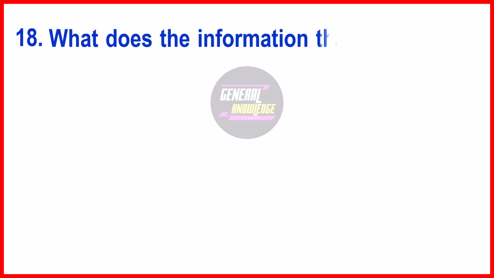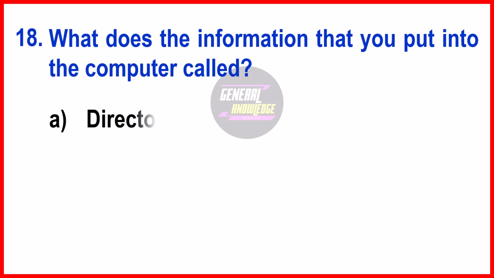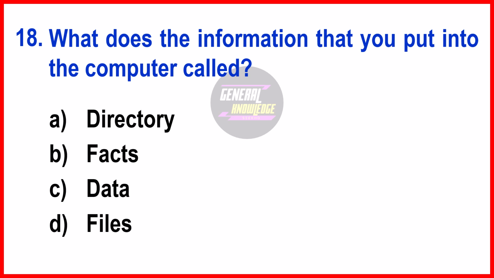What is the information that you put into the computer called? The right answer is option C, data. Data is the raw collection of facts, figures and symbols such as text, numbers, images and audio that are fed into the computer system for processing. The act of entering this information is often referred to as the input process.